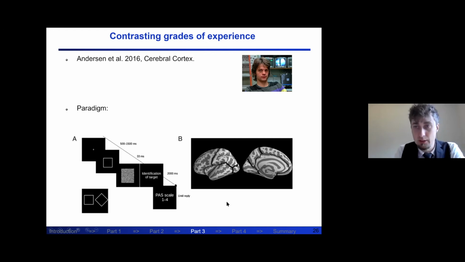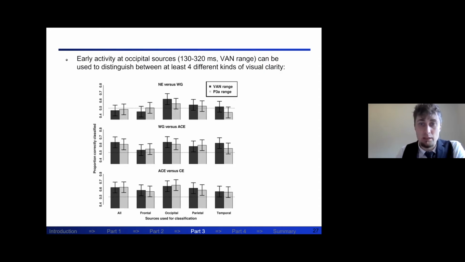And what he then did was reconstruct activity in source space across the entire cortical mesh, and then divide this mesh into 4 lobes, and then see how accurately you could decode the awareness ratings based on source of origin and point in time. And this graph is a little bit messy, so I will go through it.